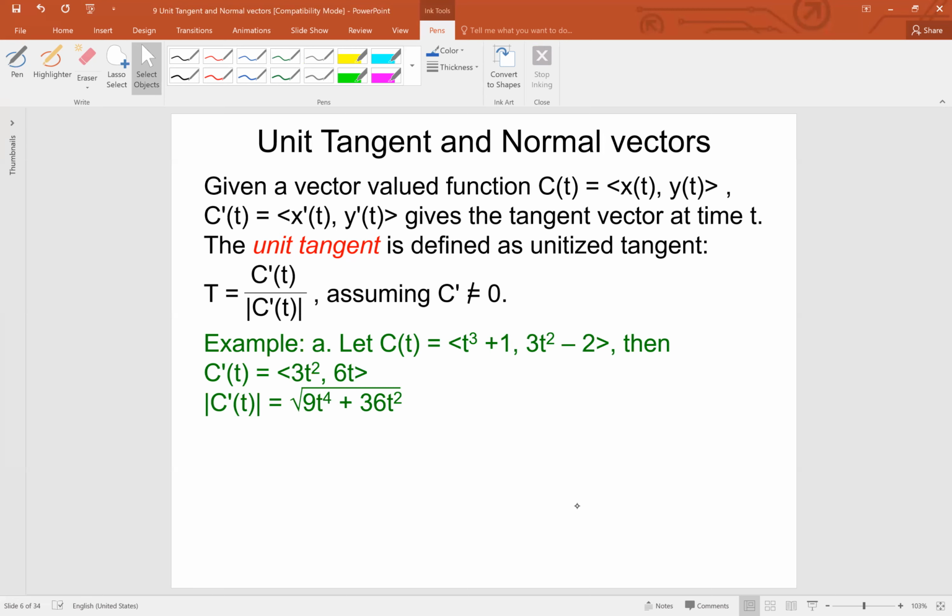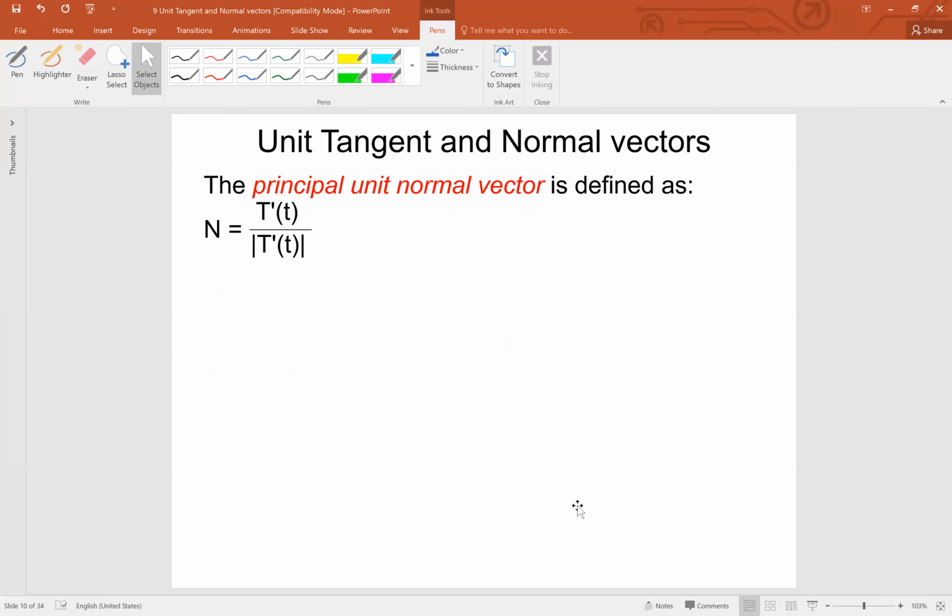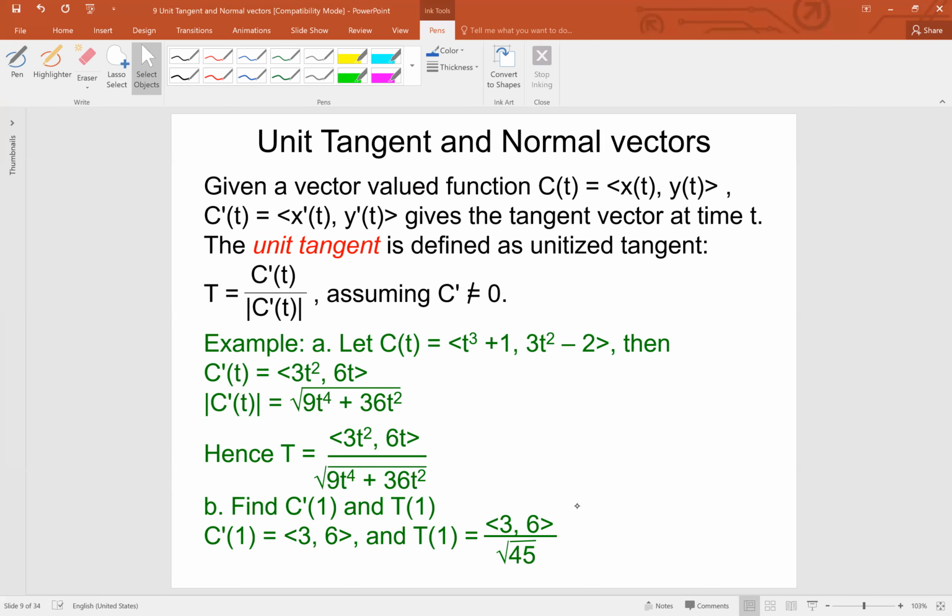Here is the calculation of the unit tangent, T. It's very straightforward: I calculate the tangent, and then the length of the tangent, and divide the tangent by the length. That's the unit tangent. But now it's slightly messy and complicated because of the length function in here. I can plug in, say, t equal to 1 to obtain the tangent vector and the unitized tangent vector.